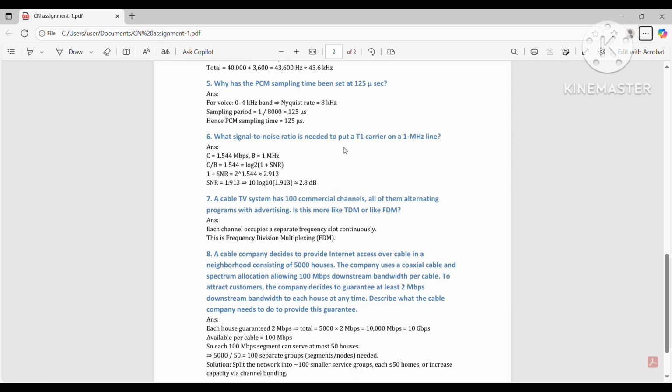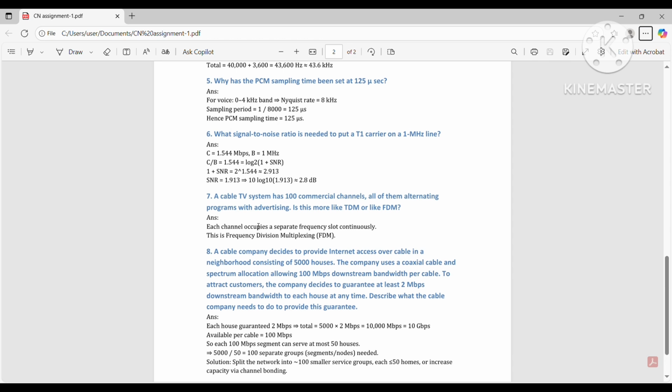Sixth one: what signal to noise ratio is needed to put a T1 carrier on a 1 MHz line? Here we are using the Shannon formula, C = B x log2(1 + SNR). SNR is calculated as the ratio of average signal power to average noise power, so SNR is S/N. Here C is 1.544 Mbps and B is 1 MHz. By substituting the values in the formula, we get SNR as 2.8 dB.